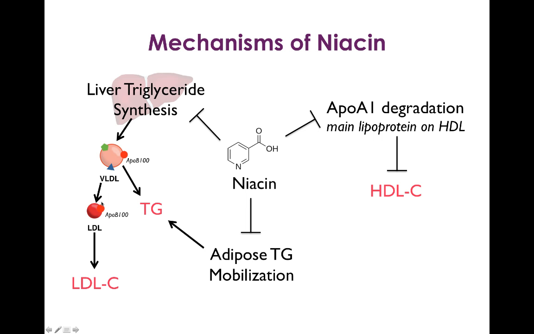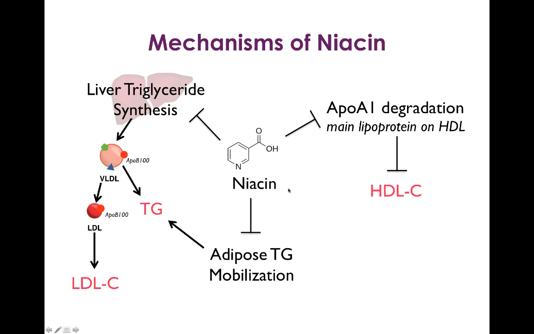Now, one of the major components of VLDL is triglycerides. So by having less VLDL production, you have lower triglycerides. And of course, one of the major components of LDL is LDL cholesterol. So by blocking the VLDL, you have less LDL and you have lower LDL cholesterol. So that's one big pathway: blocking triglyceride synthesis and leading to degradation of ApoB100.